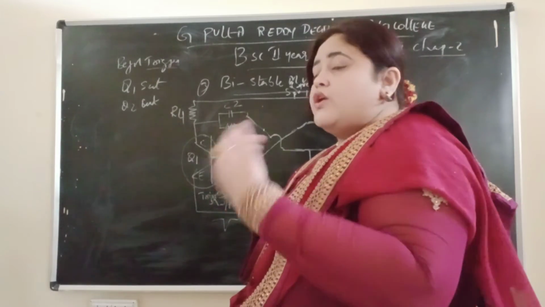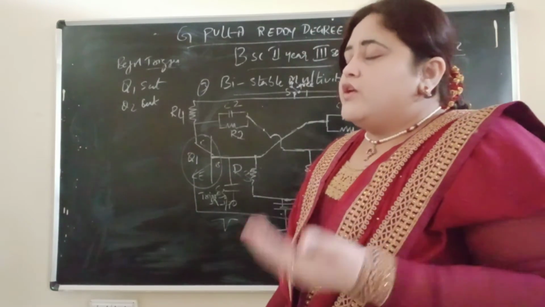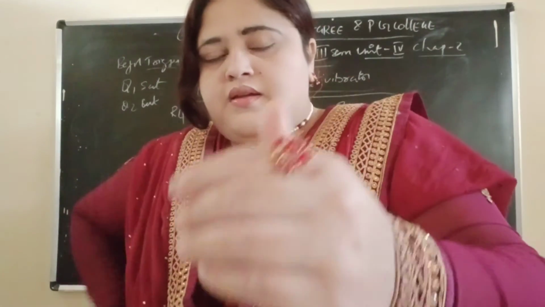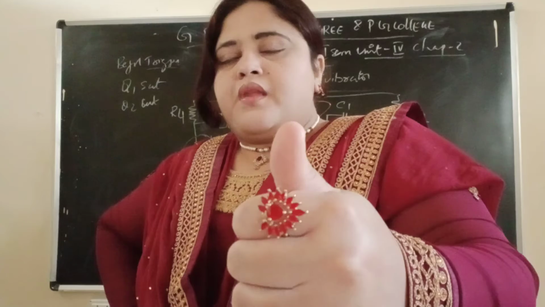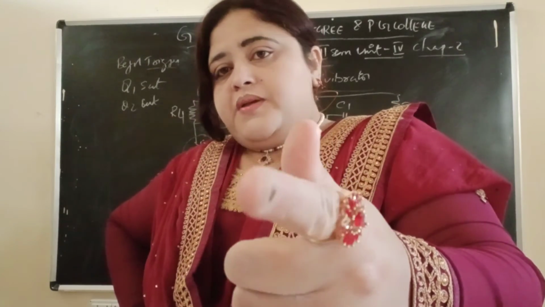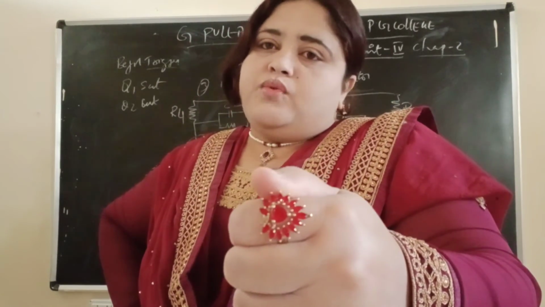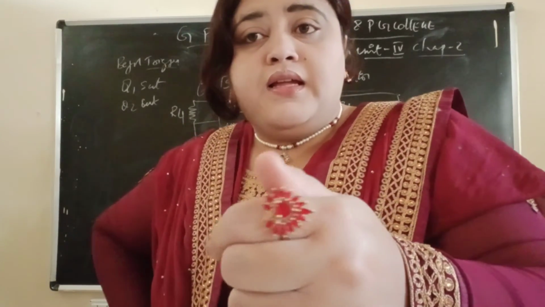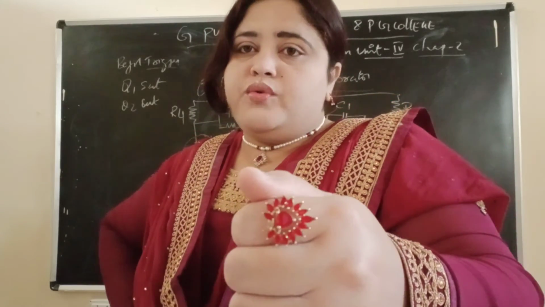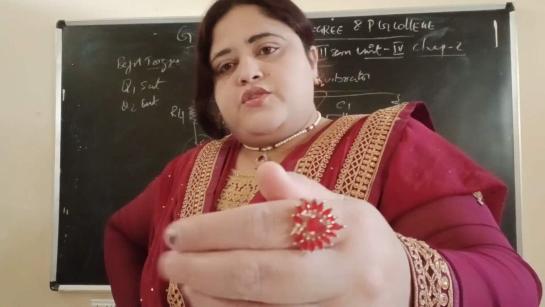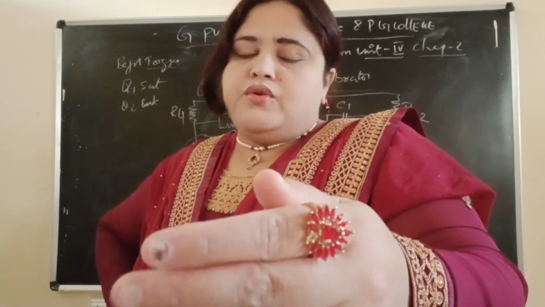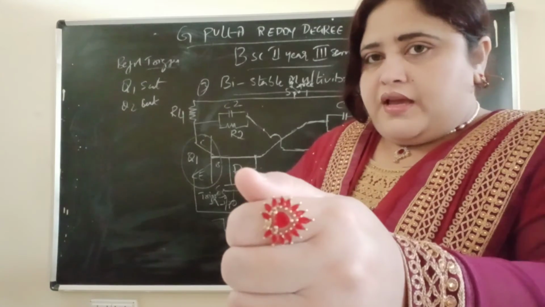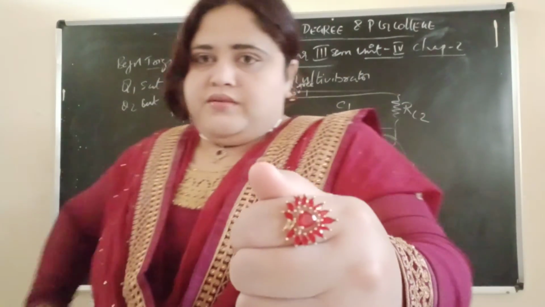Since Q2 is getting more voltage, Q2 will come out of cutoff and become saturated after the trigger pulse. Since it is in saturation, current will be high, voltage will be less. This lower voltage will be applied to Q1. Now Q1 is getting less voltage, so what will Q1 do? It will come out of saturation and become cutoff. So after the trigger pulse, Q1 is becoming cutoff and Q2 is becoming saturation.